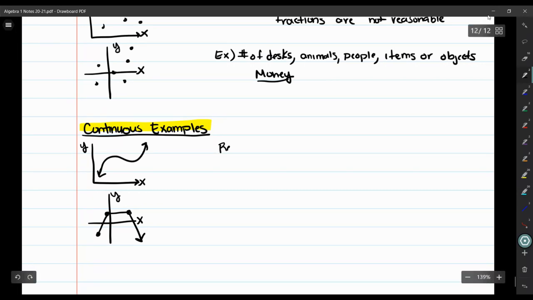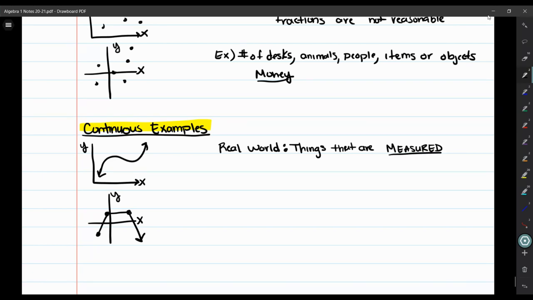So now let's talk about some real world. For discrete, they were things that were counted. For continuous, these are things that are measured. Things that are measured is a good idea of the continuous. And in this case, fractions make sense.